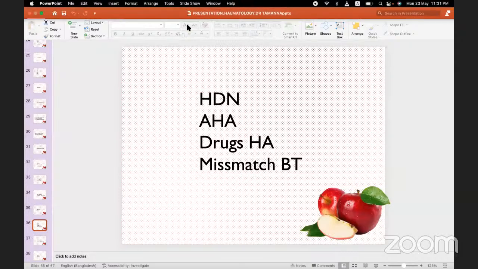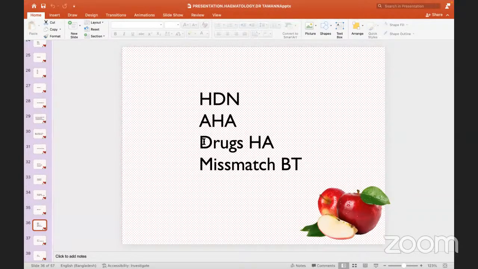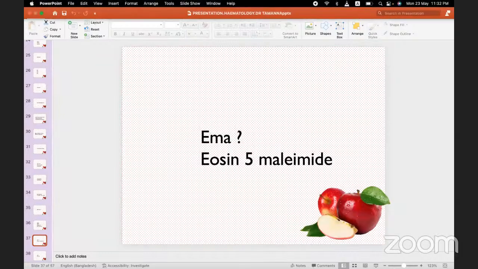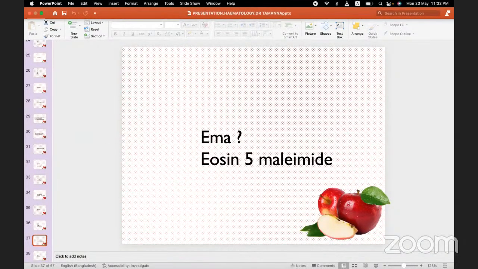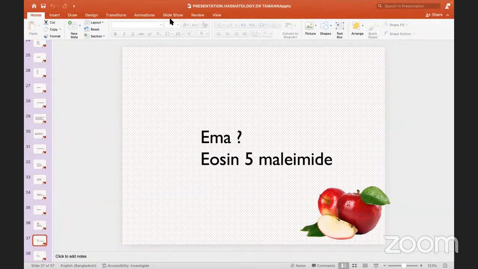Now, there is also Coombs negative hemolytic anemia. What is that? Who can tell me? Hereditary spherocytosis, hereditary elliptocytosis, glucose 6-phosphate dehydrogenase deficiency, pyruvate kinase deficiency, thalassemia, sickle cell anemia. They are Coombs negative hemolytic anemias. Was it a very difficult question? It was very easy, but you get confused because you did not think in that way. So remember, congenital hemolytic anemias are Coombs negative. Acquired hemolytic anemias are usually Coombs positive.